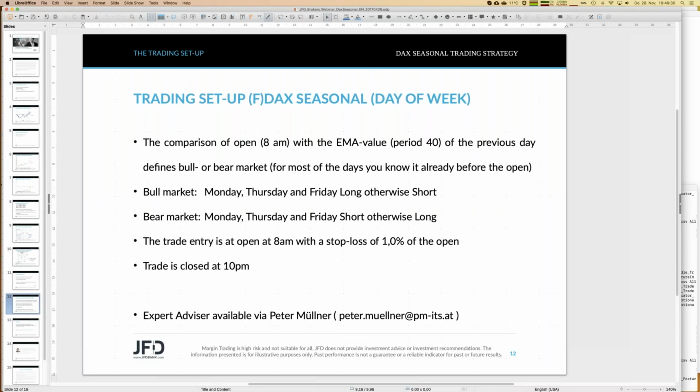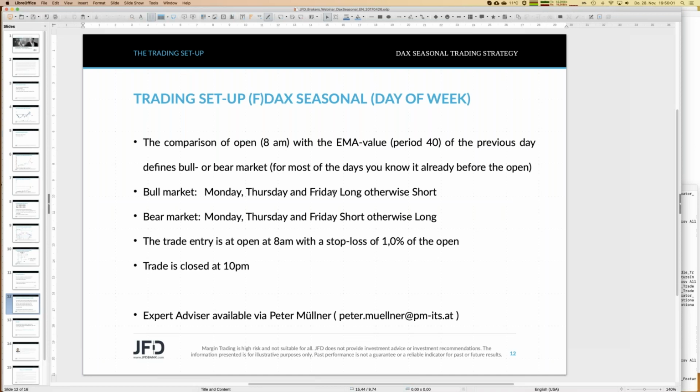If you are in a bull market, Monday, Thursday, Friday, long, otherwise short, and in a bear market, exactly vice versa. That's all. So we would open the trade at 8 a.m. with a stop loss of 1% of the open price. So you have to recalculate the number of lots for a given risk, and you simply close the trade at 10 p.m. or a couple of minutes earlier.